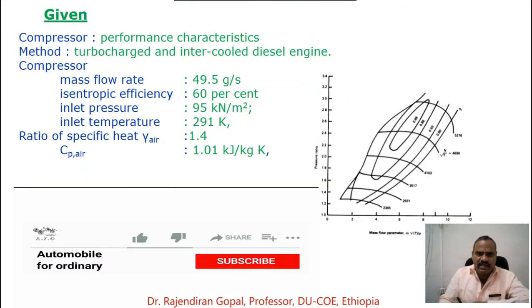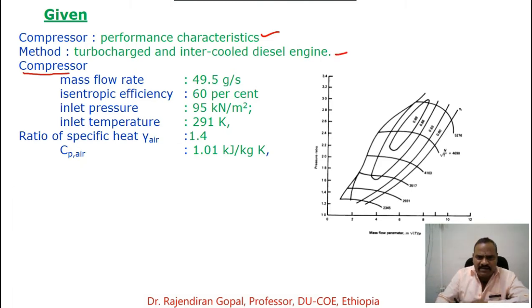So the given data is the compressor performance characteristic. The engine is a turbocharged and intercooled diesel engine. For the compressor, the mass flow rate is 49.5 gram per second, isentropic efficiency 60%, inlet pressure 95 kilonewton per meter square, inlet temperature 291 Kelvin, the ratio of specific heats, gamma, of gases is 1.4, and Cp of the gases is 1.01 kilojoule per kg Kelvin.